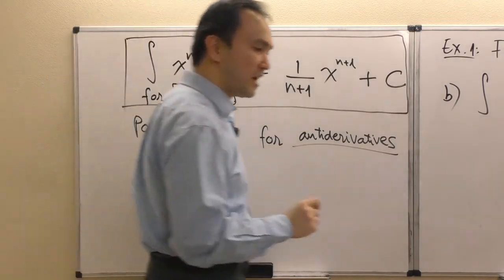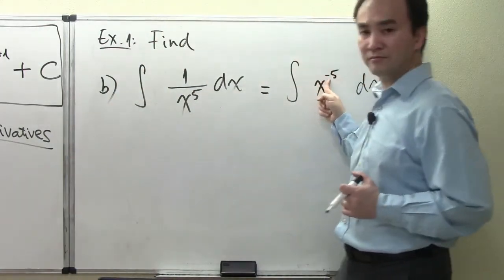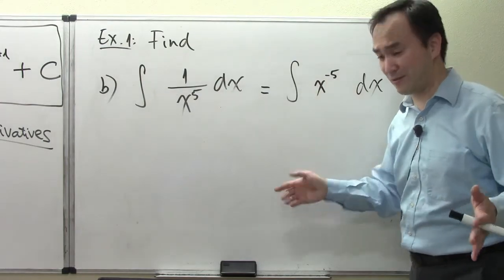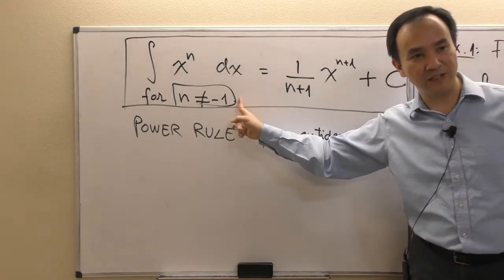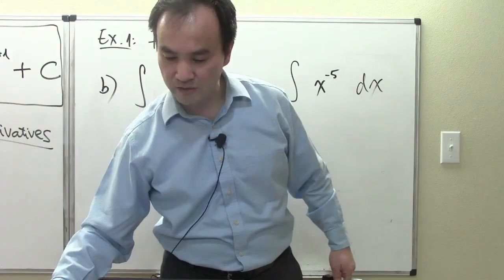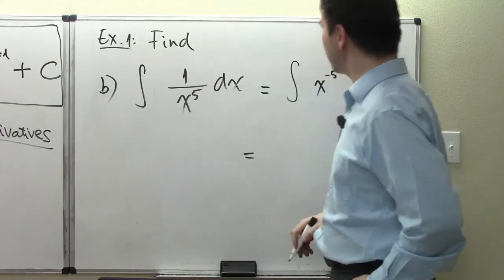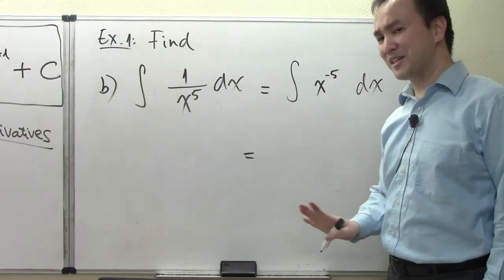The power now is a negative power. That's fine, but it's not a negative 1 power, according to the critical limitation of this power rule. So we are completely safe. And so now we are ready for taking the actual derivative, I mean antiderivative. See, even I mix up sometimes.